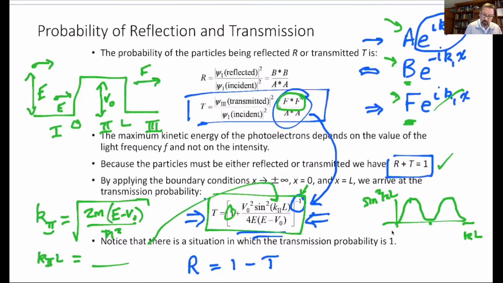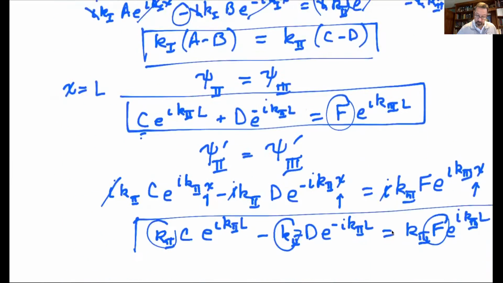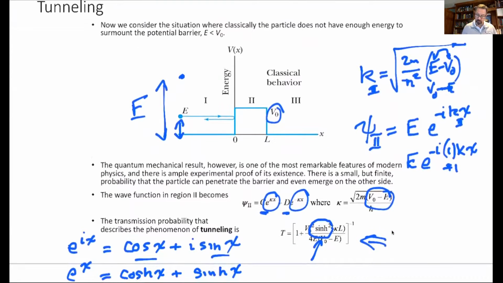That works really well for this case, right? Where the energy is greater than the energy of the barrier. It gets a little bit slippery when the energy is less than the energy of the barrier, okay? And you get a different set of equations. And in that particular case, the equation looks very similar for the transmission coefficient, with one exception.